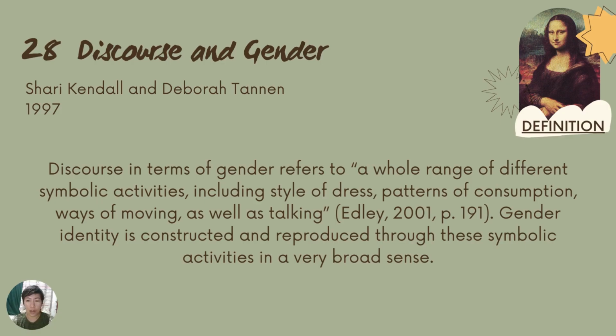Now, going to chapter 28, it talks about discourse and gender. This is explained by Shari Kendall and Deborah Tannen in 1997. It defines discourse in terms of gender as referring to a whole range of different symbolic activities, including style of dress, patterns of consumption, ways of moving, as well as talking. Gender identity is constructed and reproduced through these symbolic activities in a very broad sense.